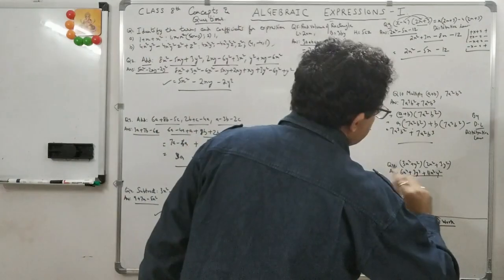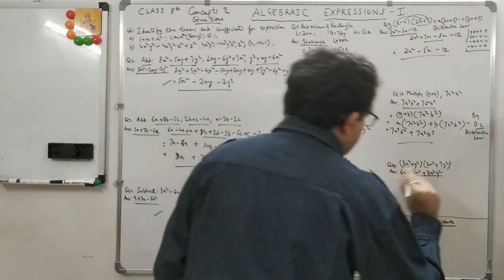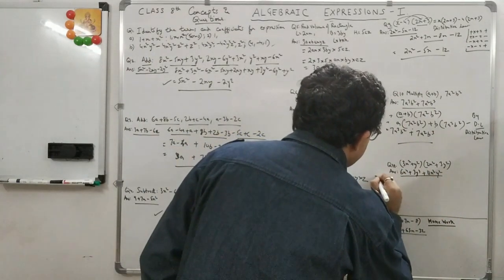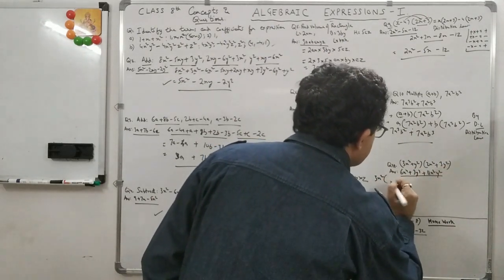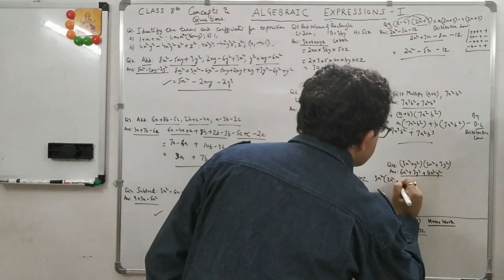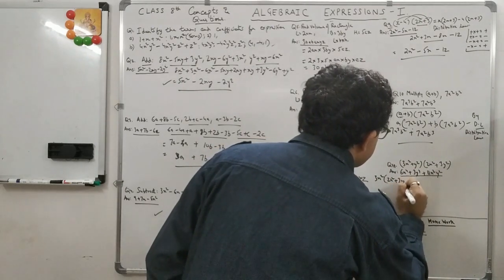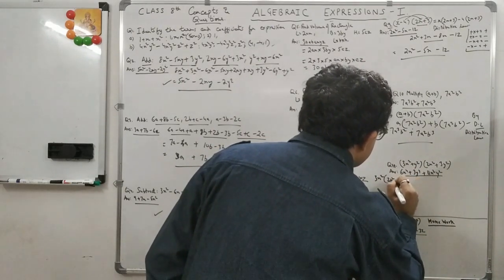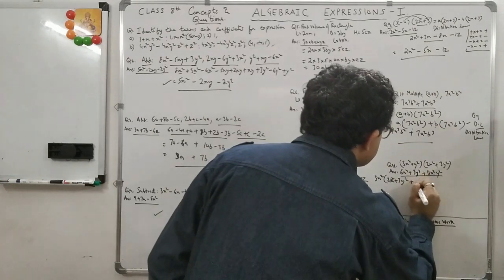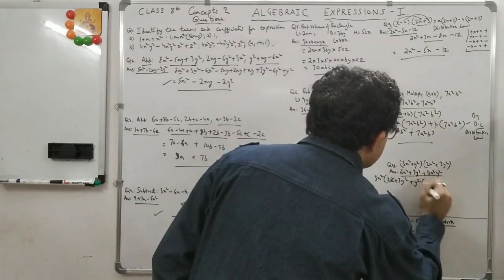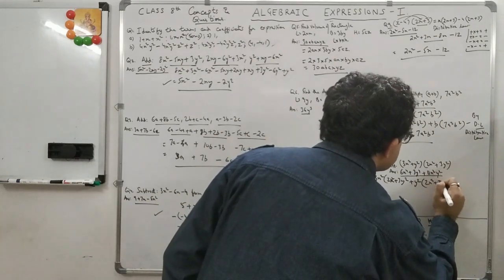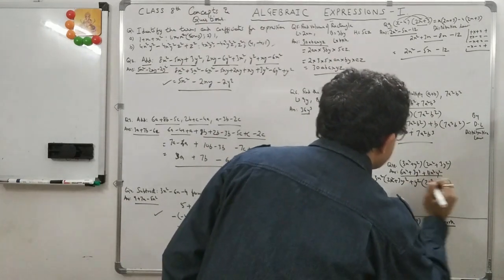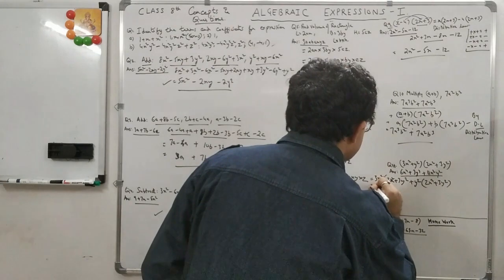Now two binomials, same thing, don't worry. First term 3x square, put the whole of this 2x square plus 3y square, then again plus y square and whole term 2x square plus 3y square. So now we solve this.